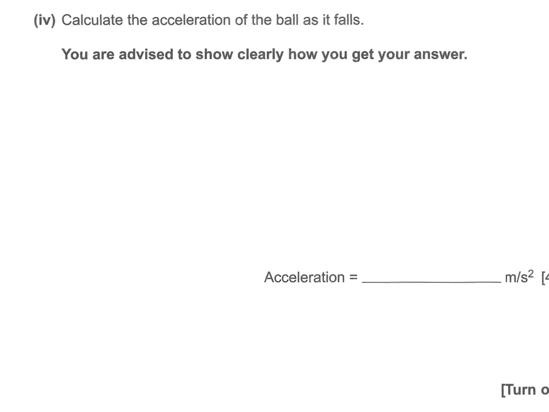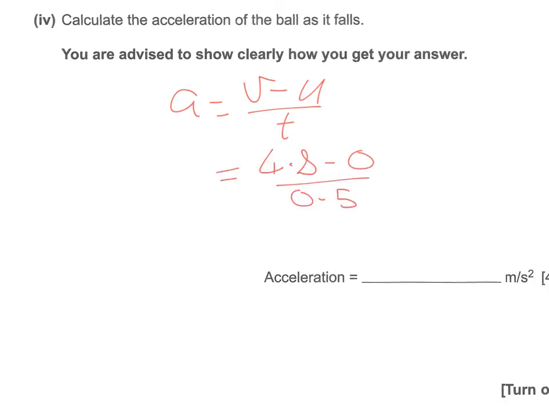Okay, part 4. Calculate the acceleration of the ball as it falls. You're advised to show clearly how you get your answer. Well, remember that a is V minus U over t. So we know it started at 0, we know it reached 4.8, and we know that took half a second. So we've got 4.8 over 0.5, so 2 times 4.8, which is going to be 9.6.